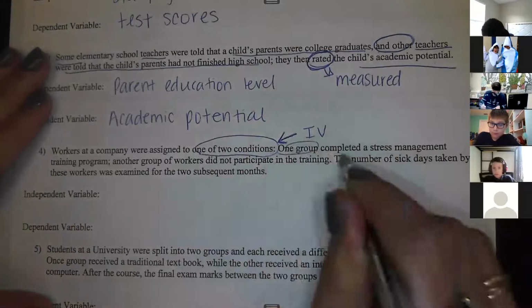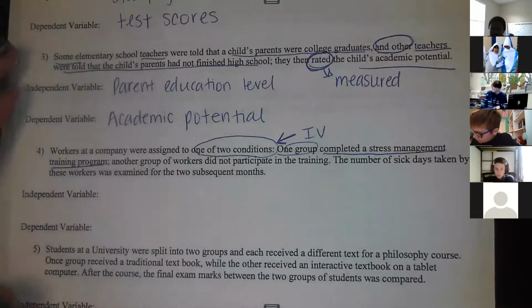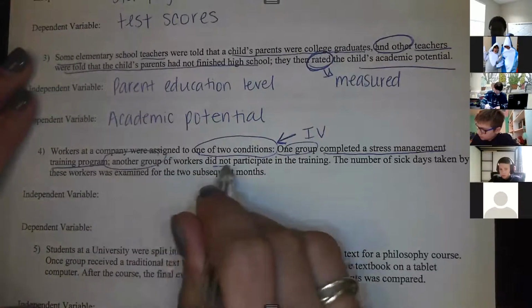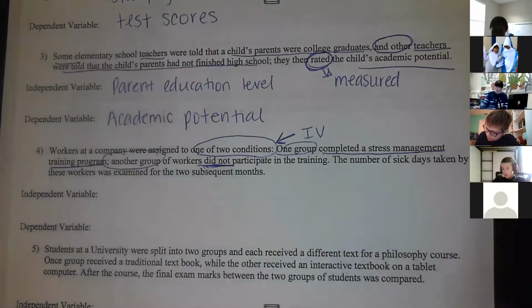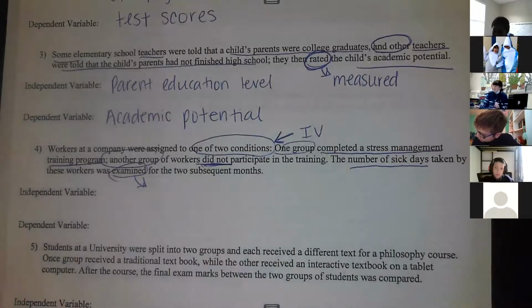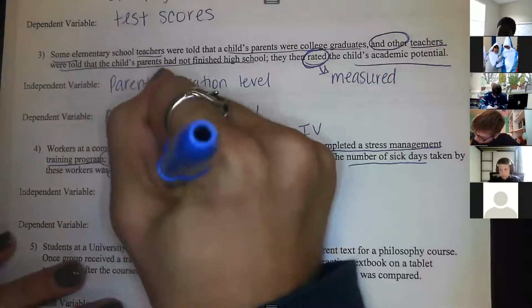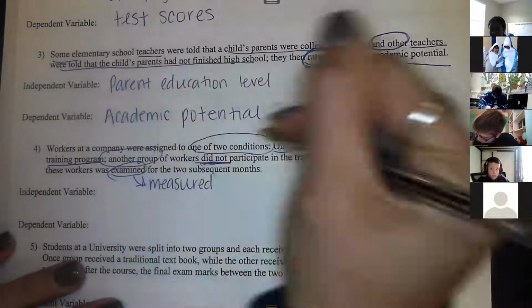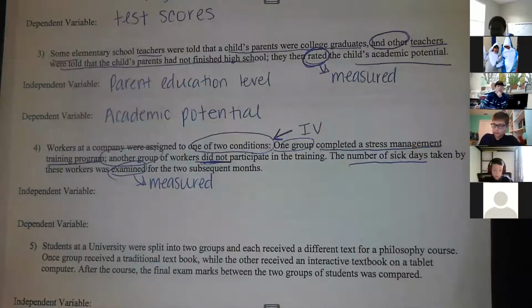The first group completed a stress management training program. Another group did not. The number of sick days was examined. What's another word for examined? Measured, for two months. So I have one group that completed stress management, another group did not, and then they measured the amount of sick days.